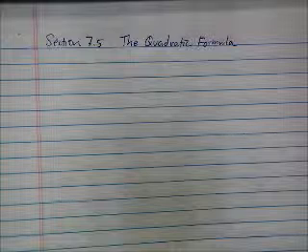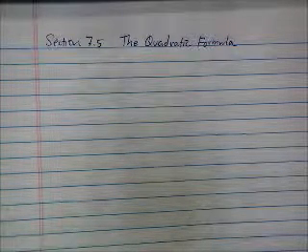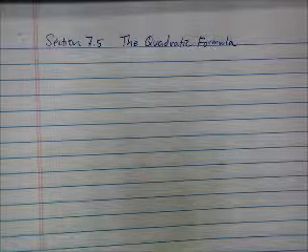The bad news with the quadratic formula is you've got to know it. If you don't know the formula, you can't use it. So you're simply going to have to sit down and memorize it at some point. All right, so here's how it works.